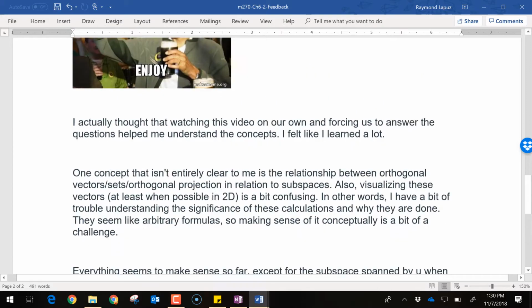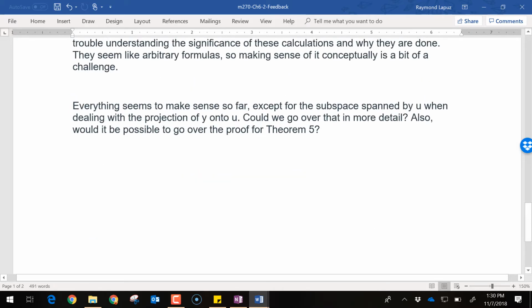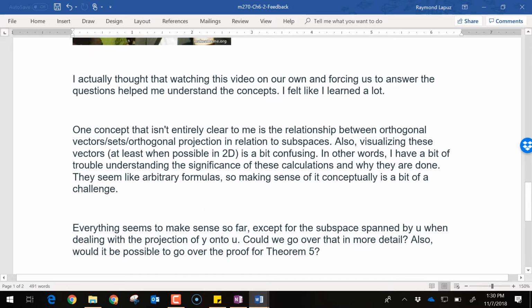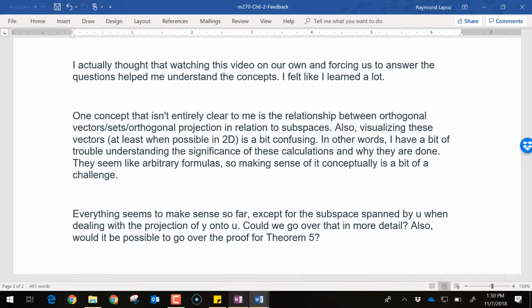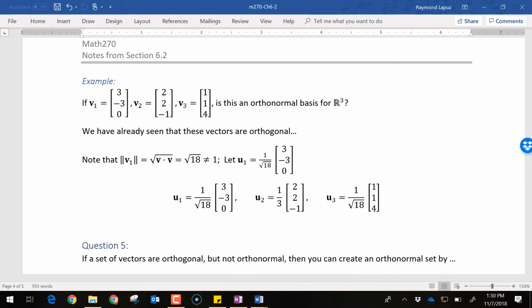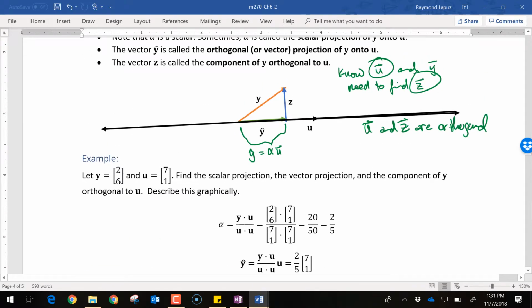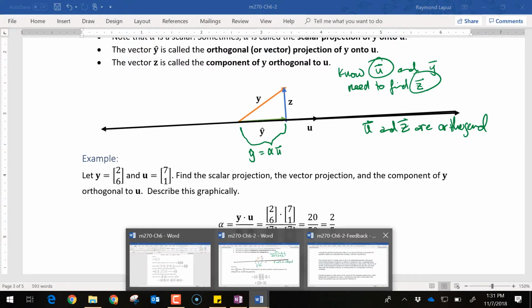So I think the thing that we did here in 3 dimensions is essentially like this drawing in 2 dimensions, where it's just a projection. Okay, so I hope that makes sense to whoever posted this.